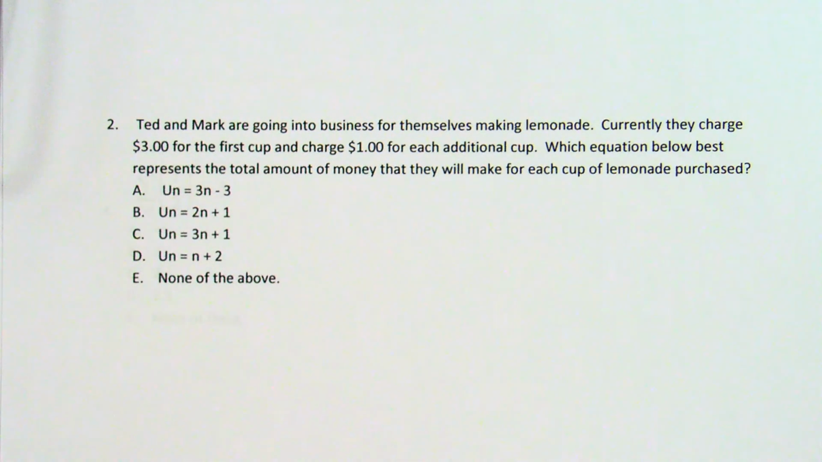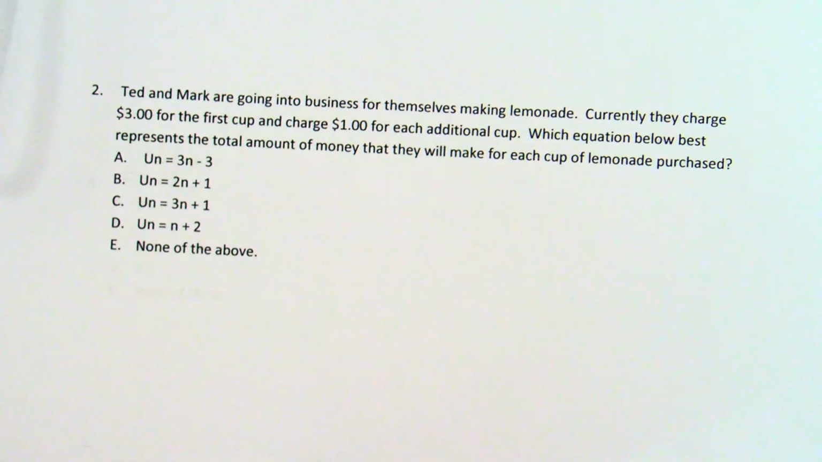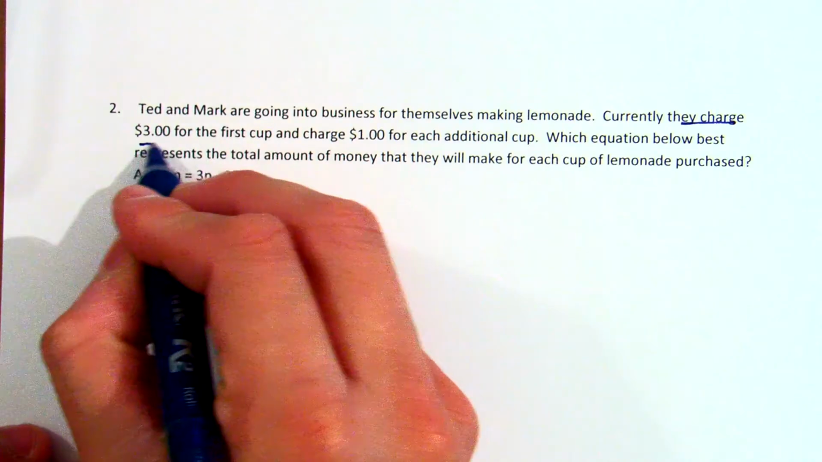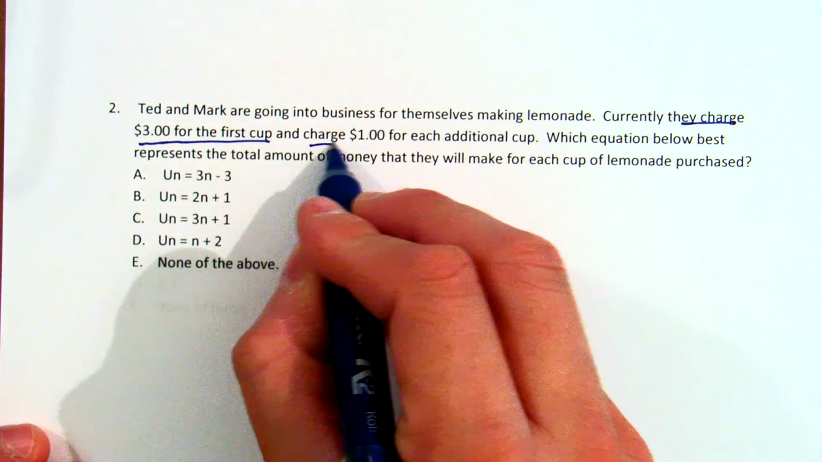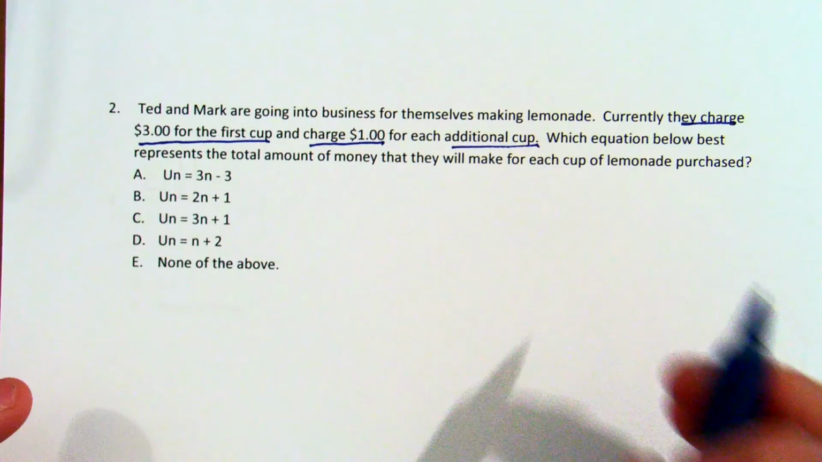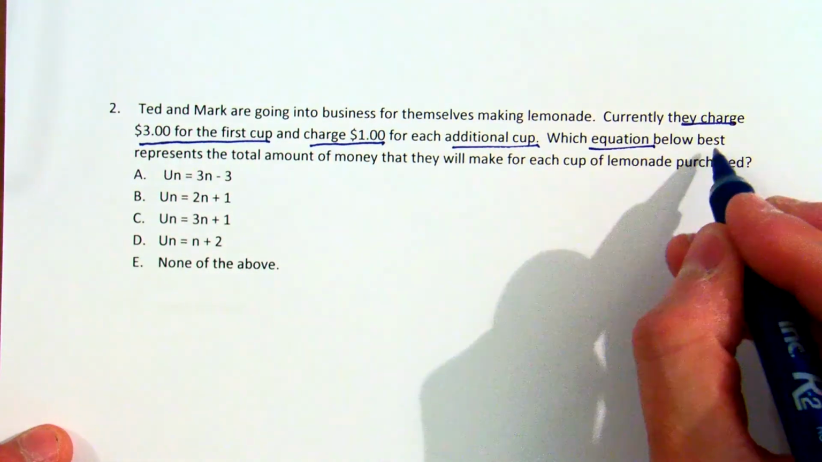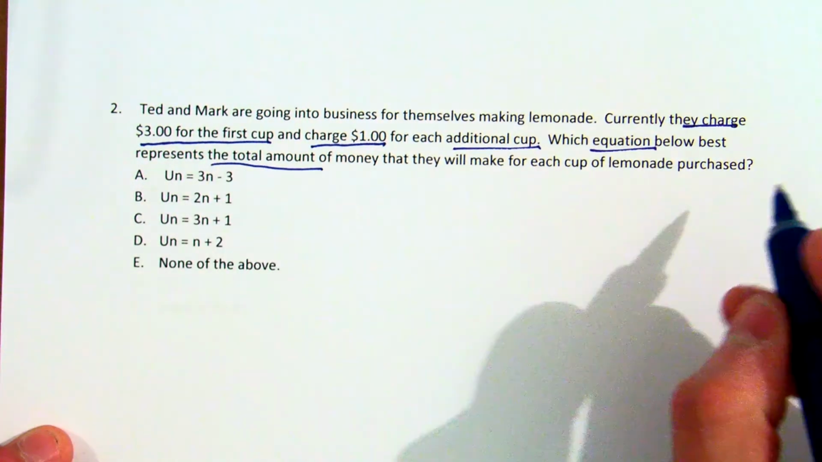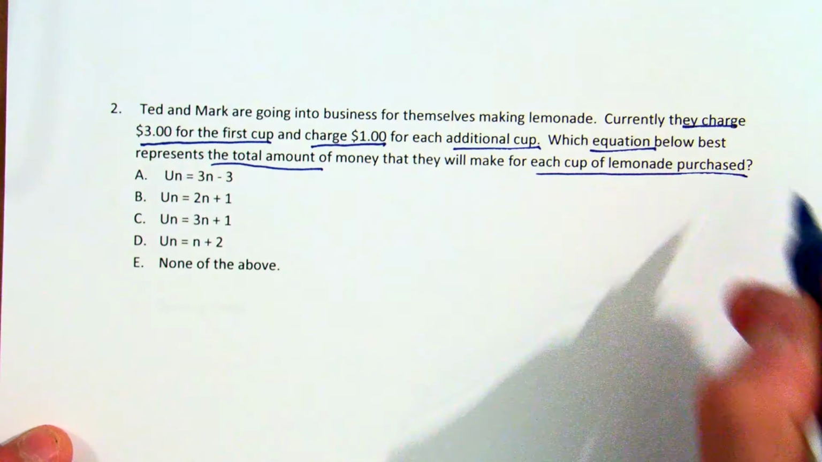Question 2 with our practice midterm. It says Ted and Mark are going into business for themselves making lemonade. Currently they charge $3 for the first cup and charge $1 for each additional cup. Which equation below best represents the total amount of money they will have for each cup of lemonade purchased?